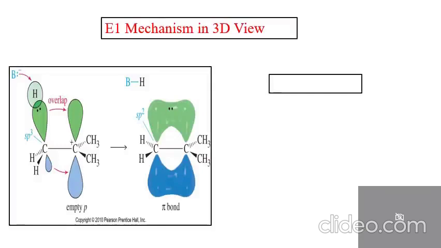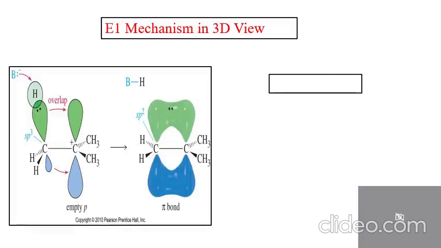Now, you can understand this with the help of a three-dimensional view. I have taken an example of a three-dimensional view for the E1 mechanism. Whenever we consider the first step, the breaking of the C-X bond to form the carbocation, I have shown the carbocation directly. Then the loss of beta hydrogen takes place. The base will abstract the beta hydrogen, then the electrons will shift and a double bond will form.